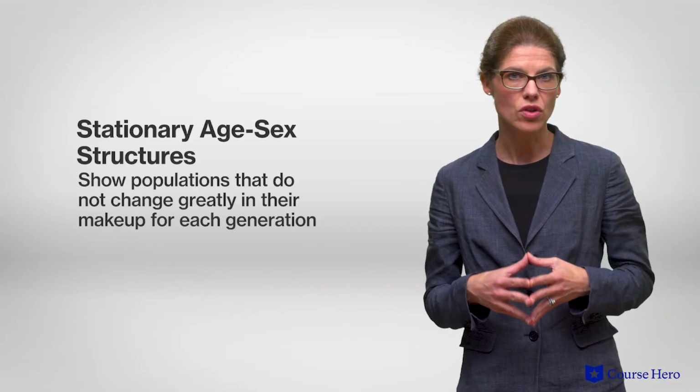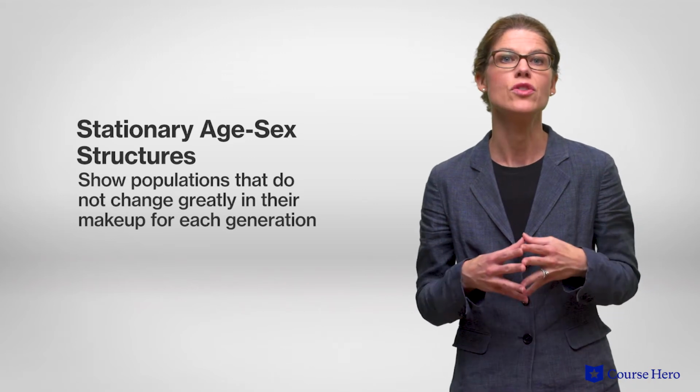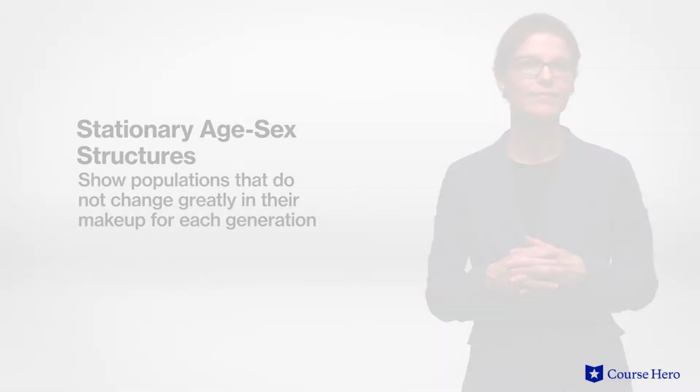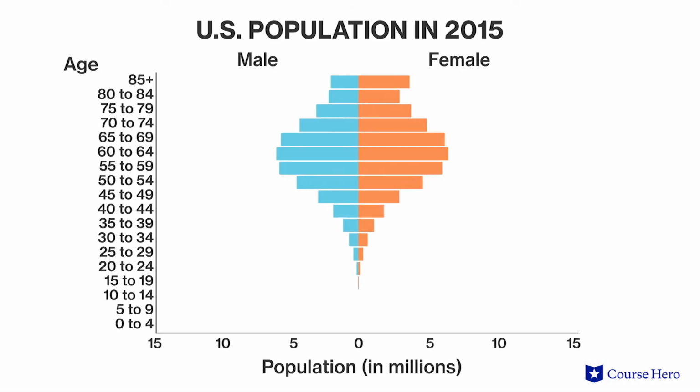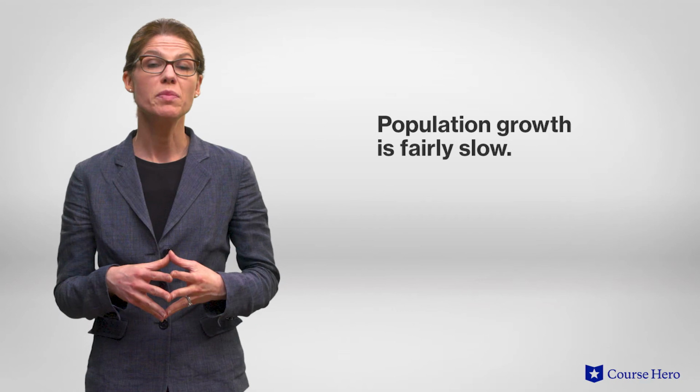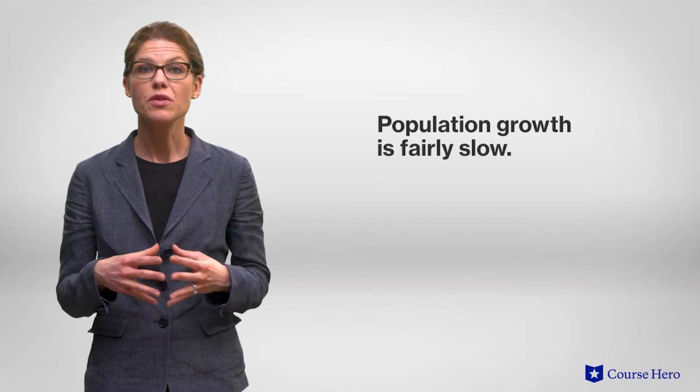Stationary age-sex structures show populations that do not change greatly in their makeup each generation. For example, the United States population is relatively symmetrical until people reach their senior years. Population growth is expected to be fairly slow, as the fertility rate at that point approaches zero.